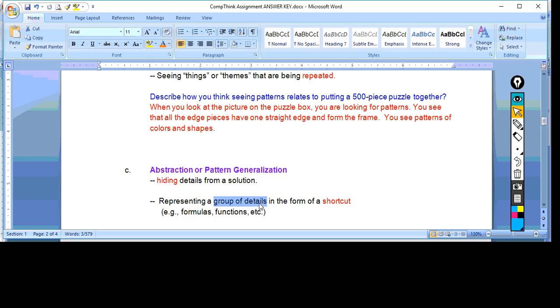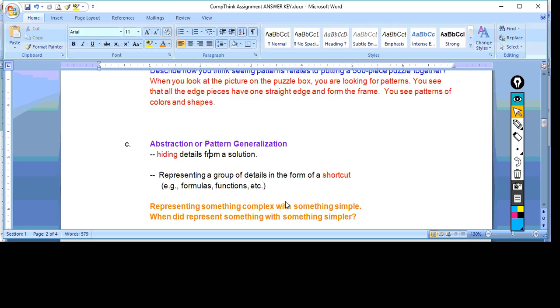So all you have to do is plug in the numbers, do what you've got to do, and bam, you've got it. And what that does is hide the details. In other words, it filters out the details of working that whole problem and figuring it all out, where the shortcut, the formula or the function, removes those details. Here's another way to write this down. Abstraction is representing something complex with something simpler.